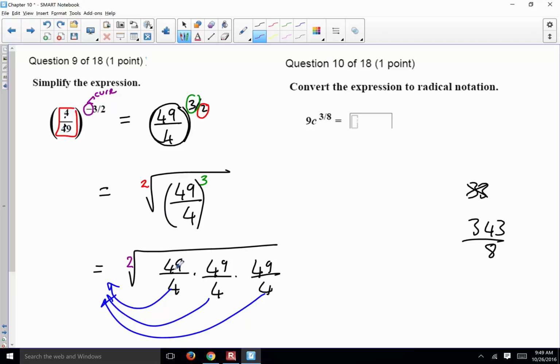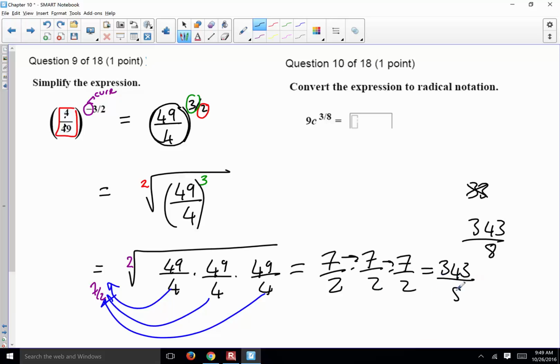So is there a number? This is a square root, which means pick a number, multiply it by itself, and it's going to make 49 over 4. What number multiplies itself to 49 over 4? It's a ratio, so it must be a ratio: 7 over 2. So these are 7 over 2, 3 times. That's it: 7 over 2, 7 over 2, 7 over 2. When you multiply 7 times 7 times 7, you get 343, right? Agree? And 8. Yep, she's right.